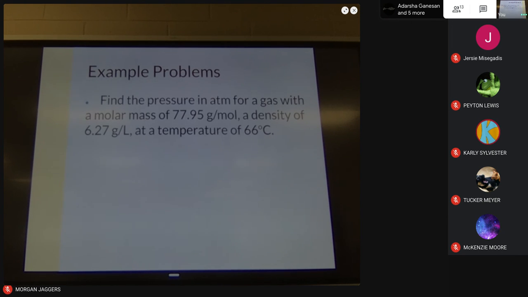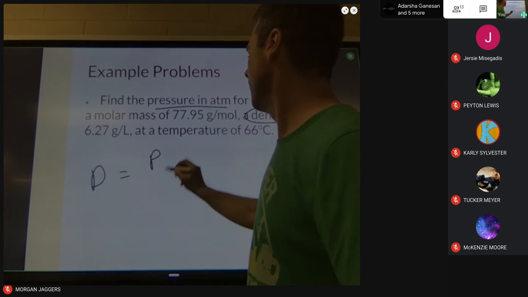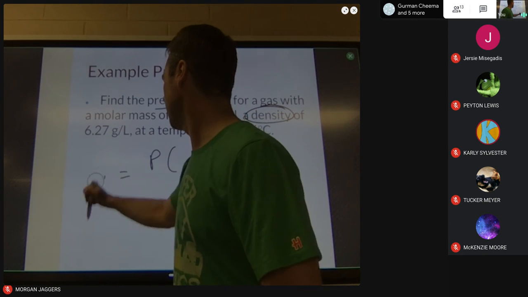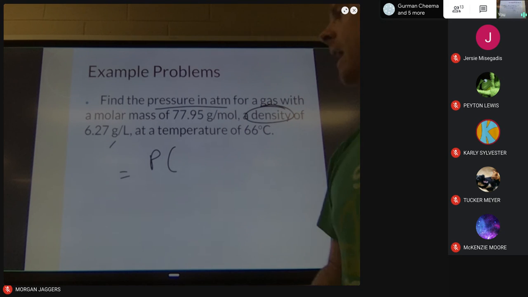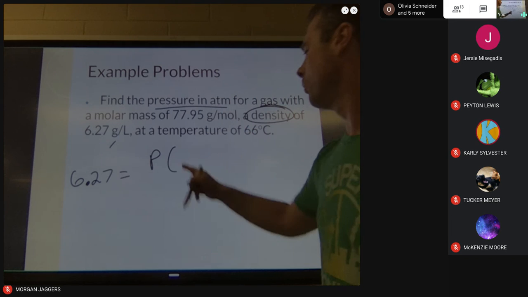Okay. Find the pressure in atm for a gas with a molar mass of 77.95 grams per mole, a density of 6.27 grams per liter, and a temperature of 66 degrees Celsius. So the dead giveaway here is the word density. Density is equal to the pressure in atm, which we're trying to solve for, times the molar mass. And actually, I'm going to write this density down because I can directly use that. If it's in grams per liter, it is usable.